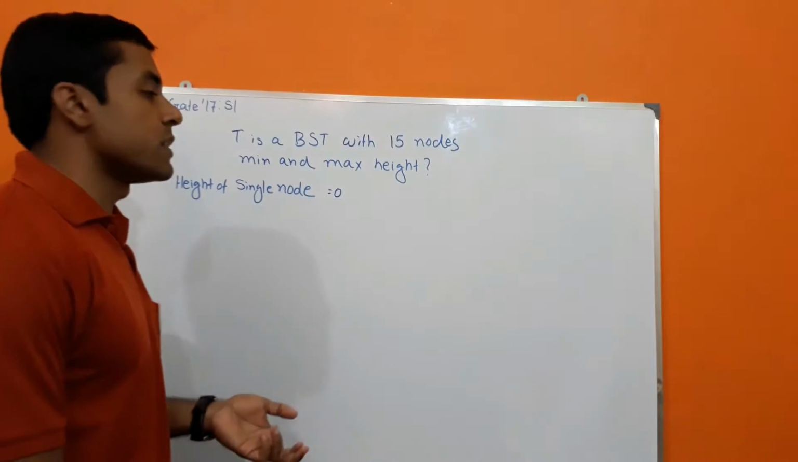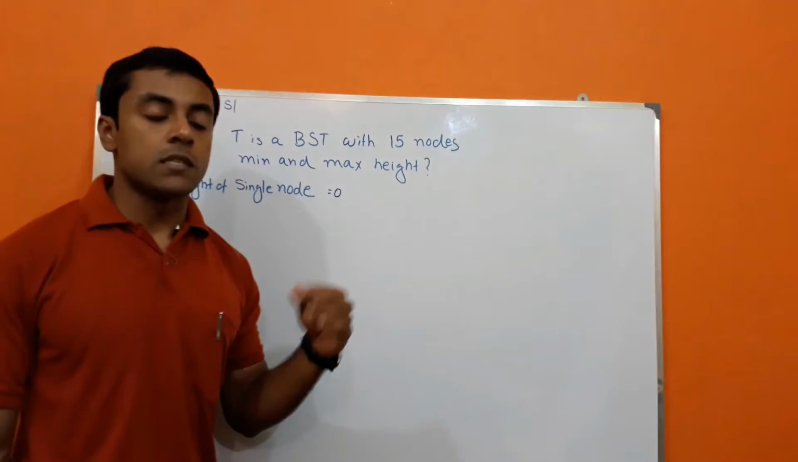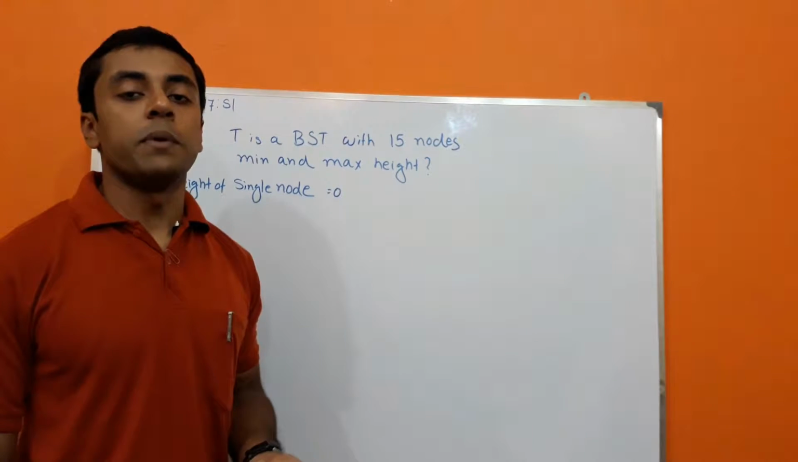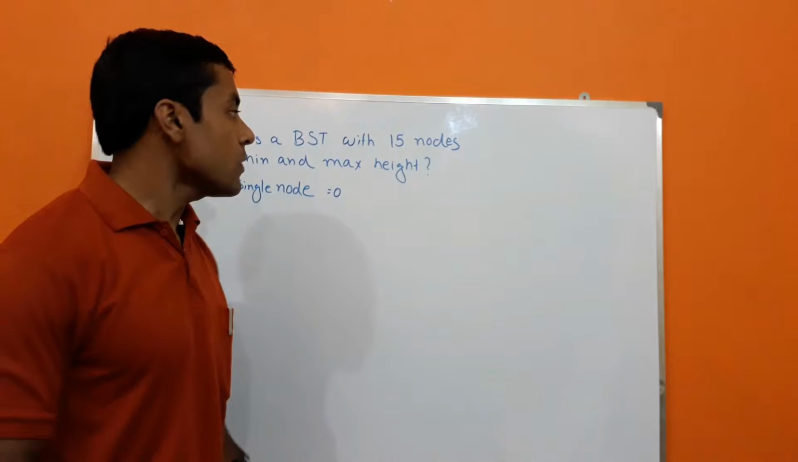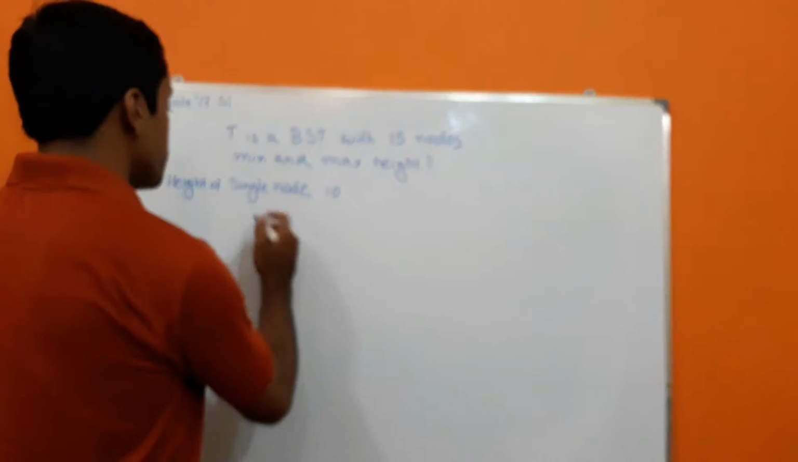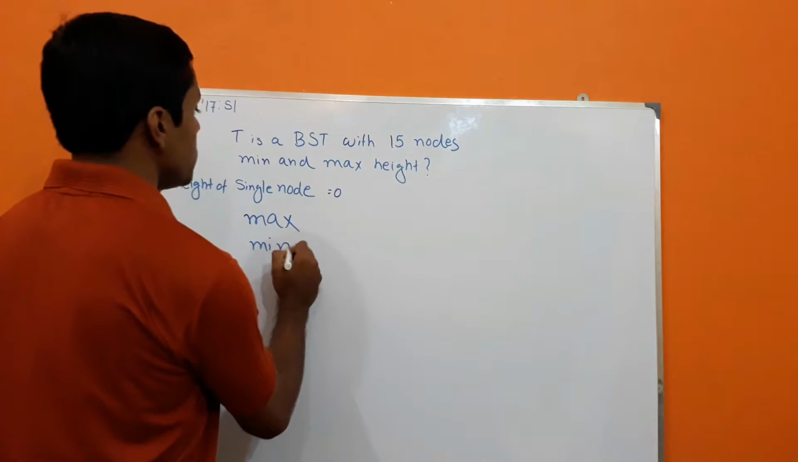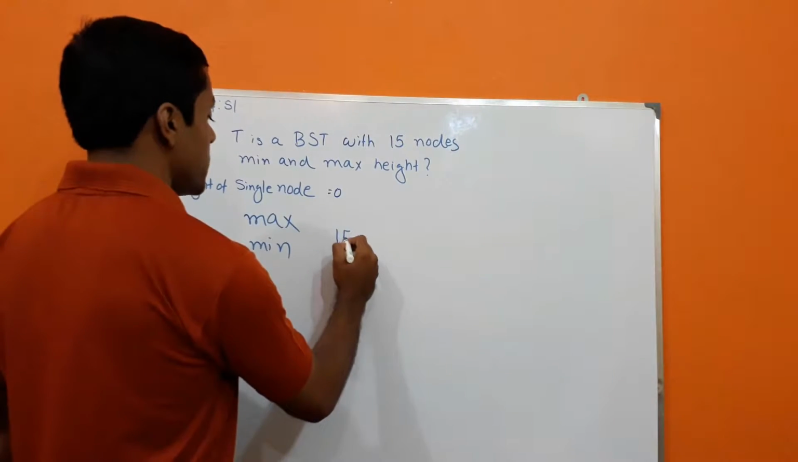It is given in the question that if a BST has a single node, then the height will be considered as 0. Now what we have to determine is the maximum and the minimum height of the tree with 15 nodes.